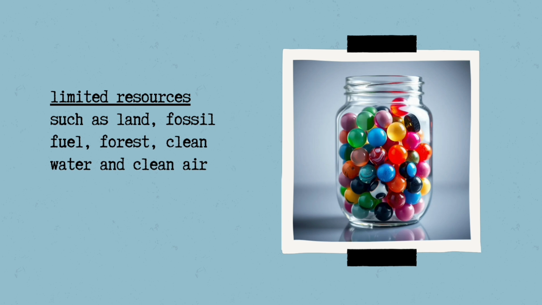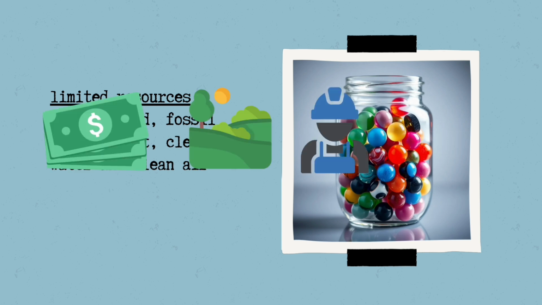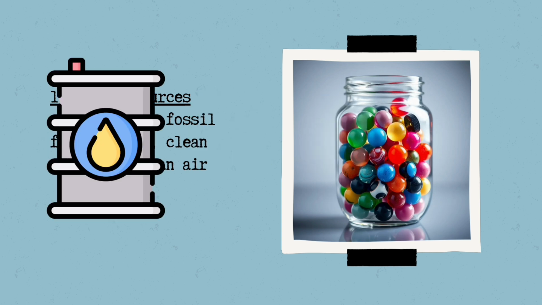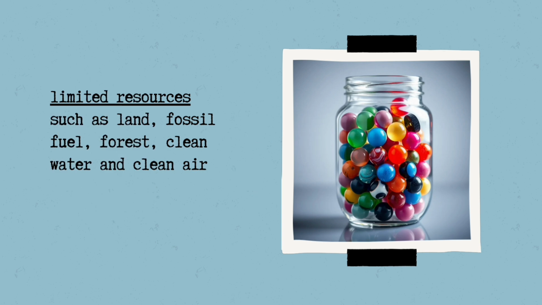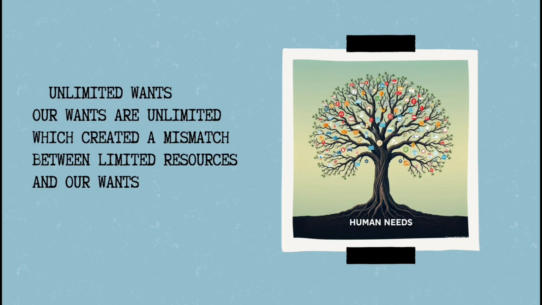Let's break this down. Scarce resources. Resources are things we use to produce goods and services, like money, land, labor, people's work, and natural materials like oil or water. The problem is, these resources are limited, they're scarce, and there's only so much land to grow food. Unlimited wants. Humans, however, have unlimited wants. We want food, clothes, cars, vacations, gadgets, and more.